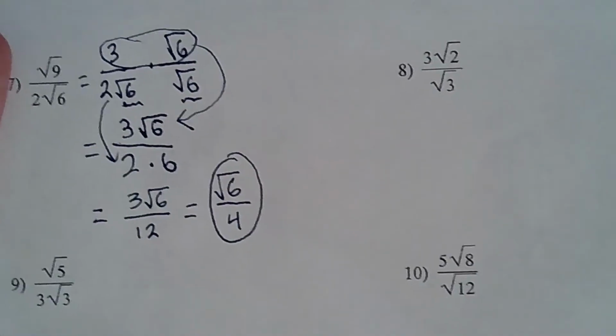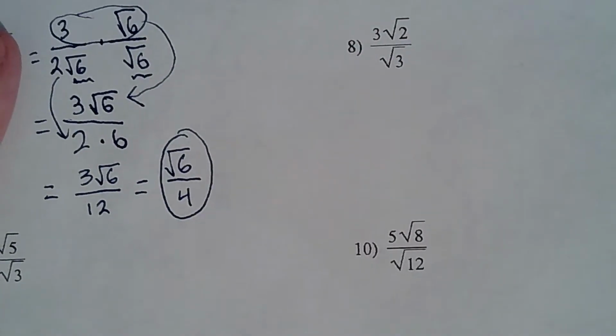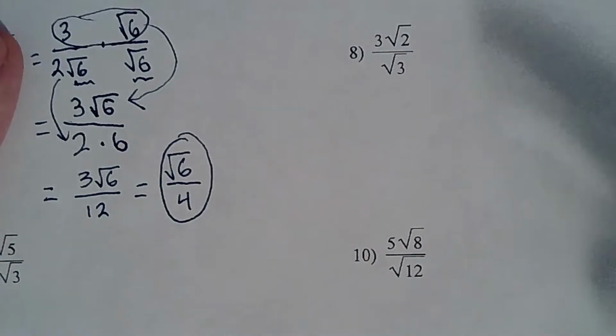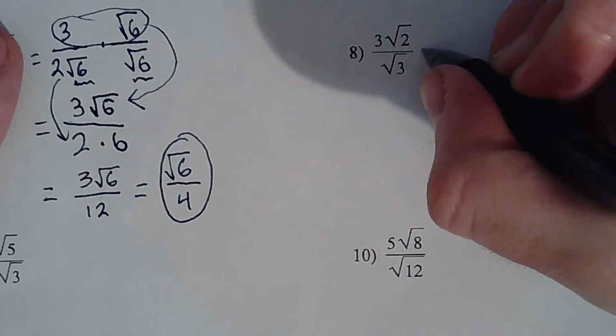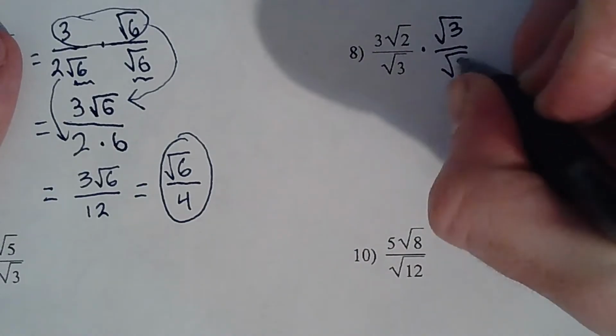So number 8, we're going to ask ourselves the same question. Are we able to reduce this at all? And the answer is no. Nothing can be reduced. So instead, we're going to immediately rationalize the denominator. That means getting rid of the square root on the top and the bottom. So we're going to go ahead, multiply by the square root of 3 over the square root of 3.